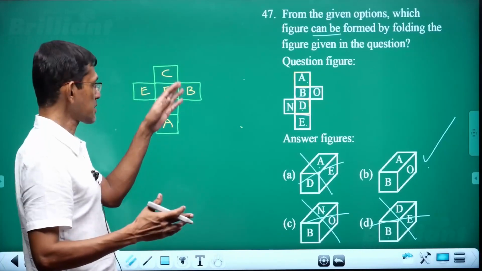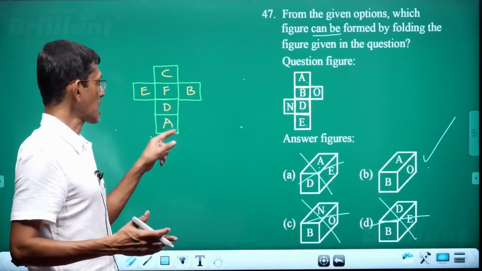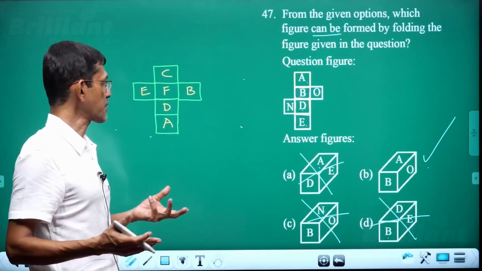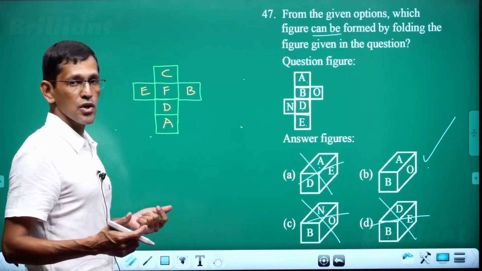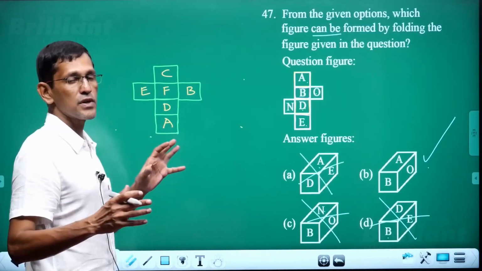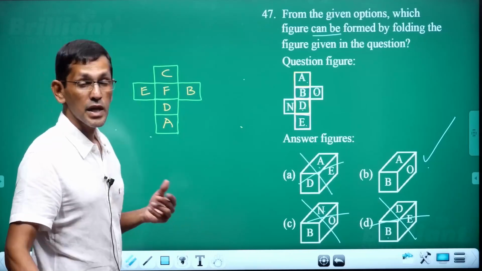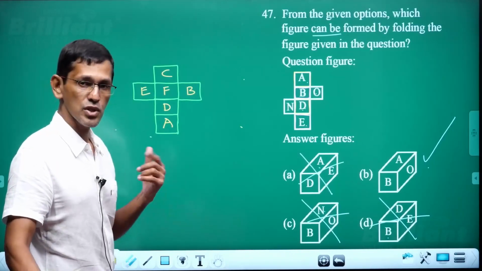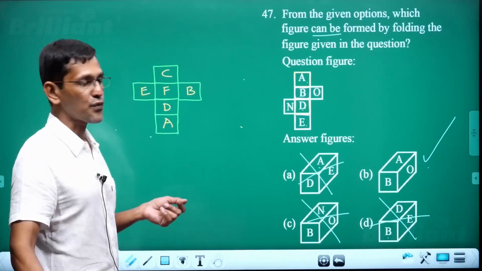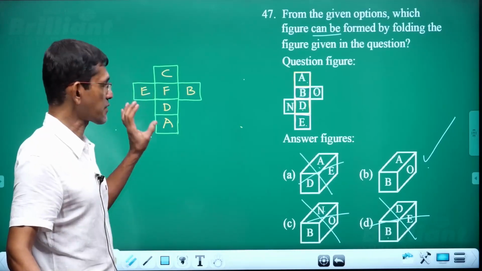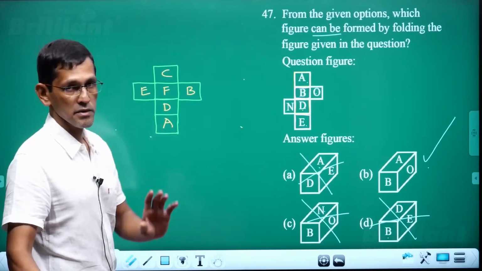The figure that can be formed from here, because since we have 6 faces, what is it? It's a cube. It's going to be a cube. So when we form a cube, which are the faces that cannot be adjacent? That cannot be adjacent means those faces must be opposite. So which are the pair of opposite faces from here? I want you to figure out.